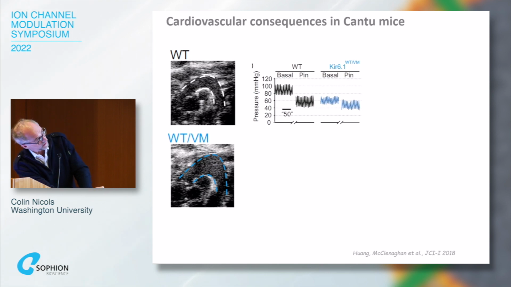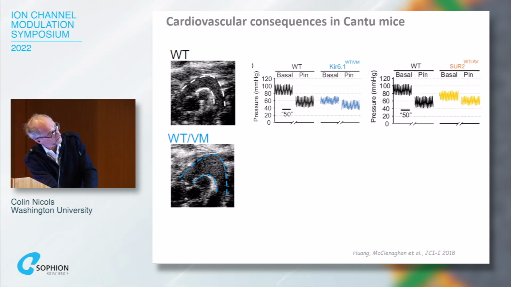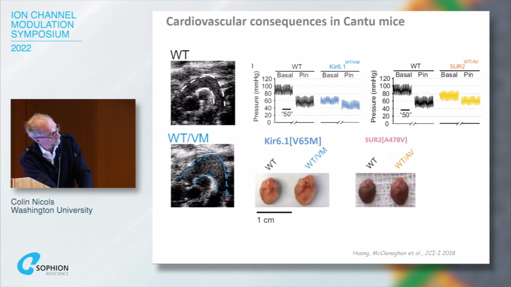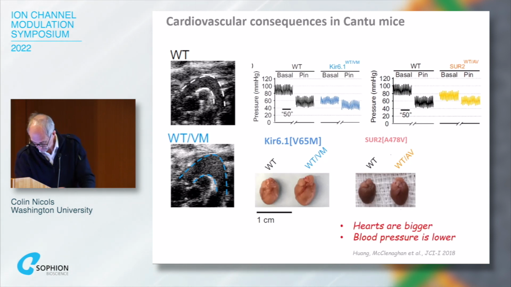This is data from SUR2AV animals, and you see essentially the same picture. Blood pressure isn't quite as low in those, and there's a little bit more lowering with pinacidil, but still essentially the same picture. And the hearts are much bigger in the VM and the AV compared to wild type. So hearts are bigger, blood pressure is lower.